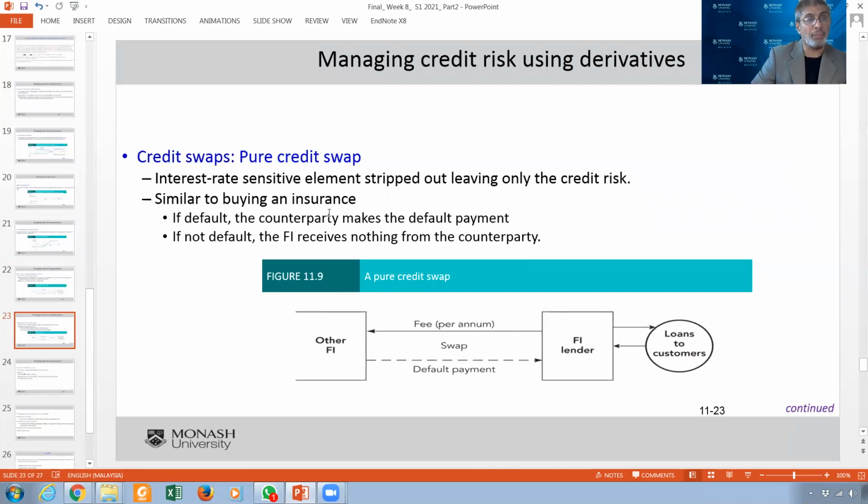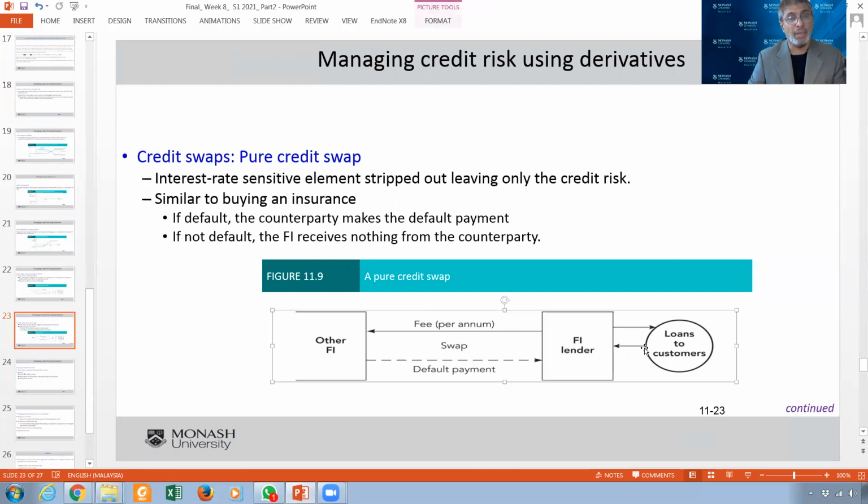For pure credit swaps, you will pay a fee, and they will give you default payments. So a financial institution lender gives a loan to a customer, and in this case, it pays a fee to another financial institution who will give you a swap. Against this fee, they will swap some types of default payments. Now, they will pay you an amount when the customer defaults. This is how pure credit swaps work.